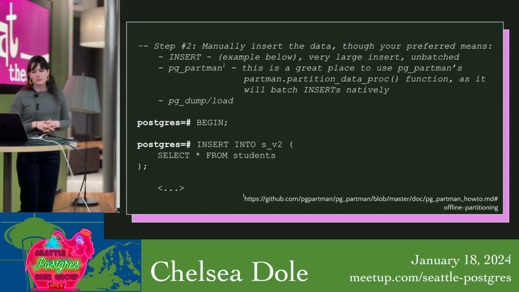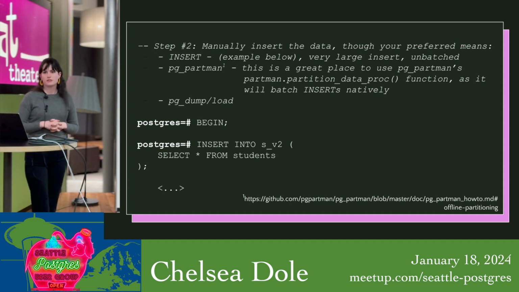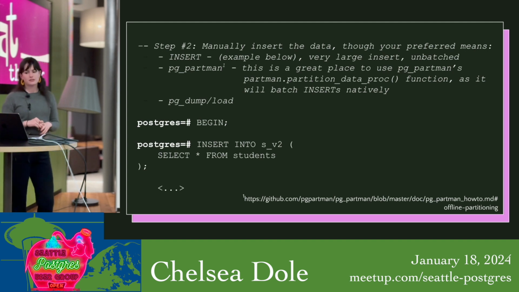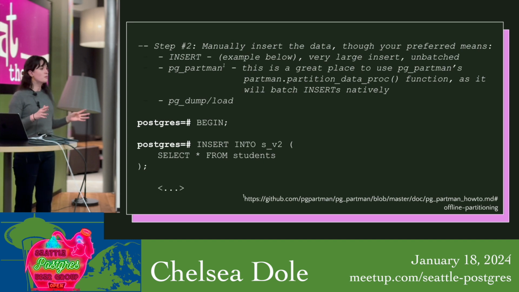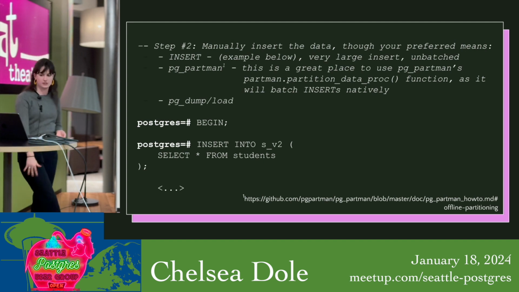Now, step 2 is basically do all the work. So in step 2, I'm going to manually insert the data through whatever preferred means you have. I've done the most naive version of it here, but this actually is a good example for PGPartman, which provides a function called partman.partition_data_proc, which will basically do this natively, batching in a more effective way, so you're not doing one enormous insert.